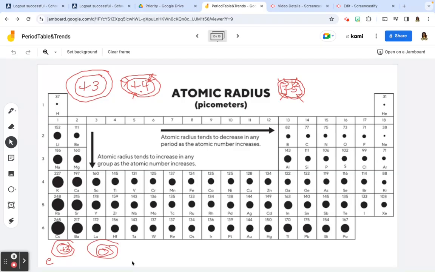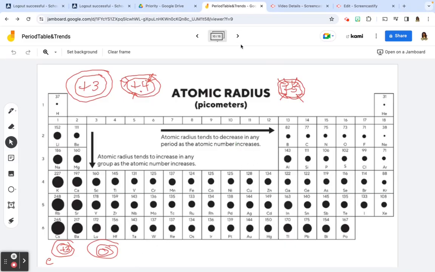So again, the atomic radius increases as you go down a group, and atomic radius decreases as you go across a period. So keep those trends in mind.